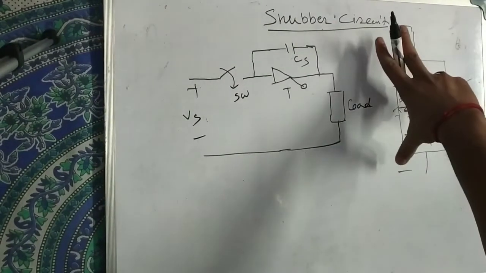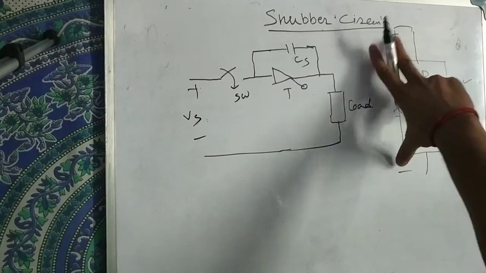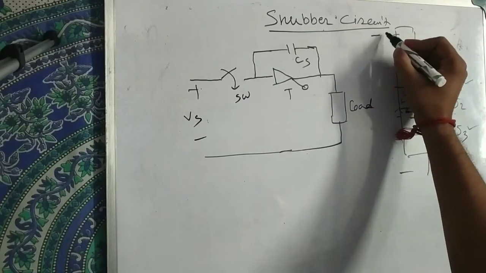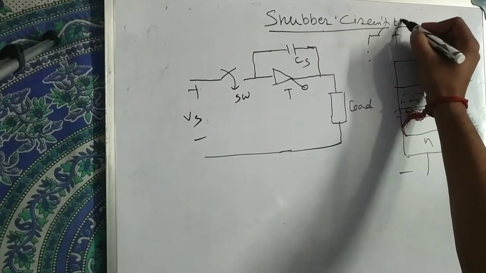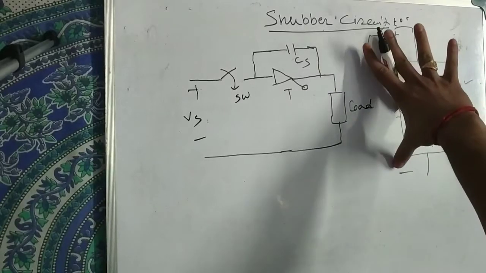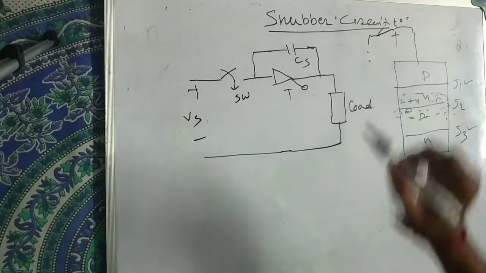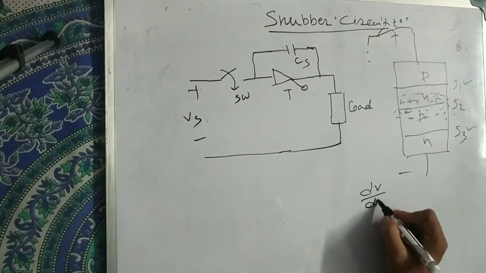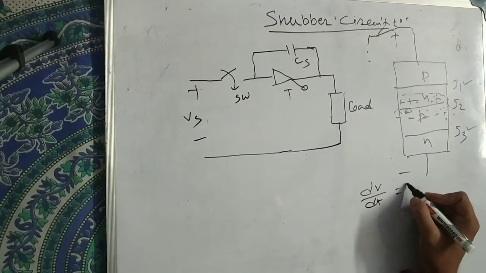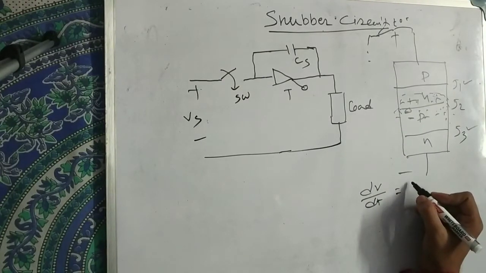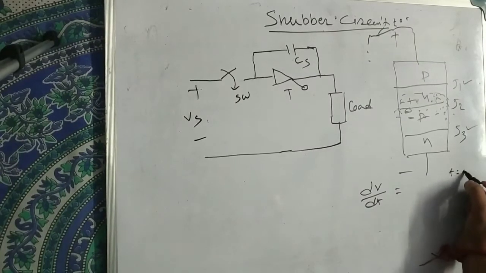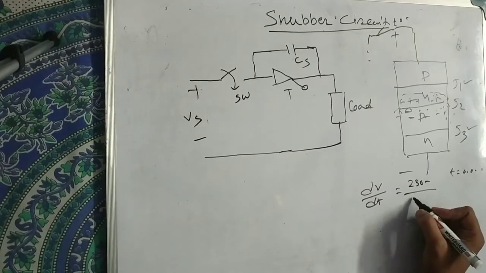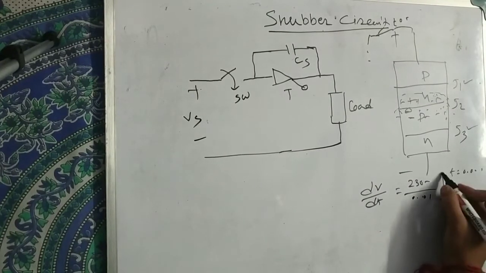If I suddenly apply a voltage across this SCR, suppose a switch is there, at t equal to 0 we apply a voltage across this SCR, and before that there is no voltage across it. Then there is a high dv/dt. dv/dt means change in voltage: at t equal to 0 the voltage is 0, and at t equal to 0.0001 second the voltage will be 230 volts. So 230 by 0.0001 second, a high peak of dv/dt.